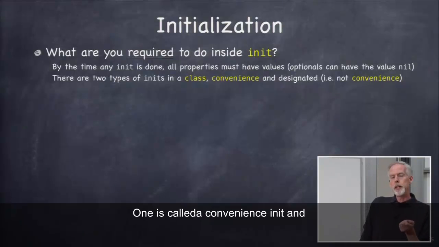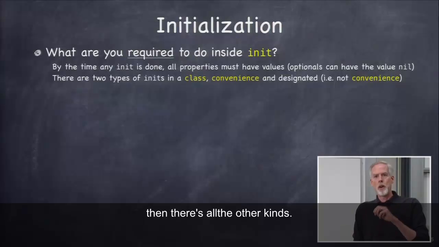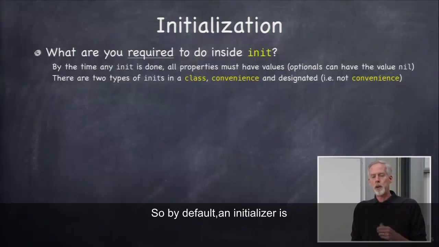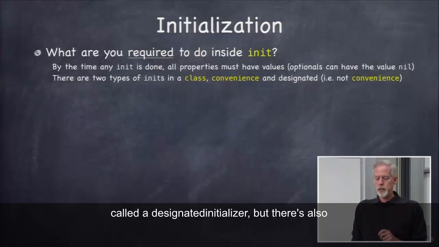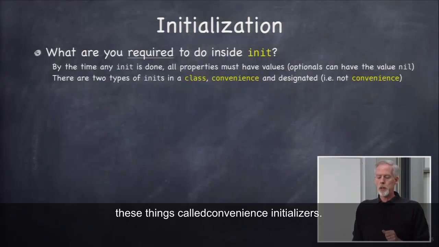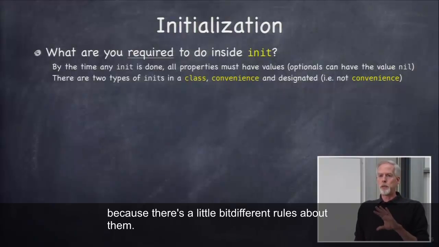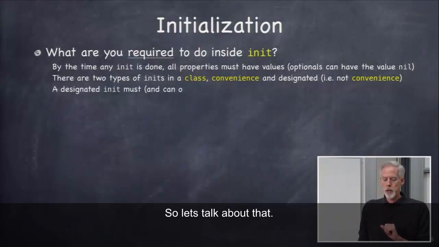One is called a convenience init, and then there's all the other kinds. Those are called designated initializers. So by default, an initializer is called a designated initializer, but there's also these things called convenience initializers. And we make this distinction because there's a little bit different rules about them, so let's talk about that.